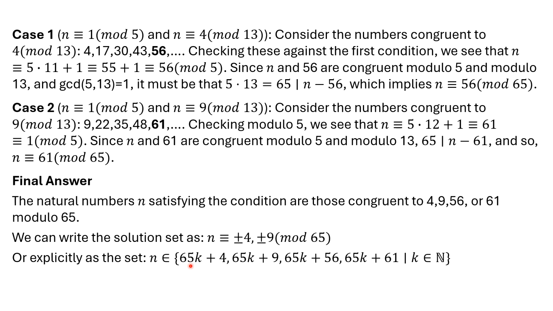n of the form 65k plus 4, 65k plus 9, 65k plus 56, this one here, and 65k plus 61, this one there, and that's for k in the natural numbers, so k being a positive whole number.